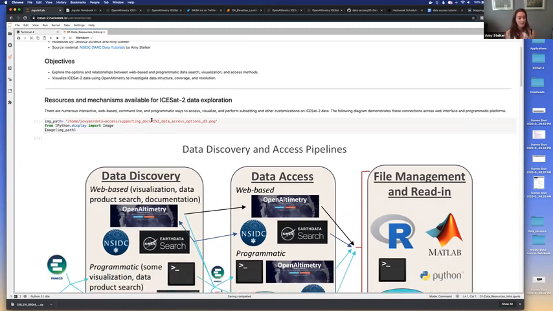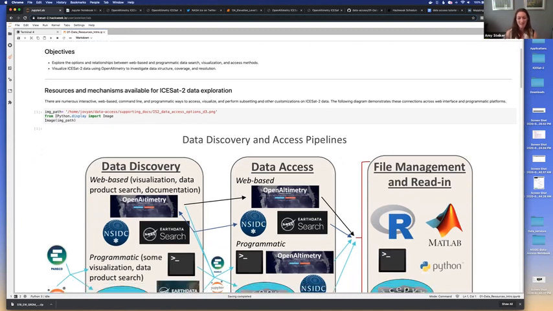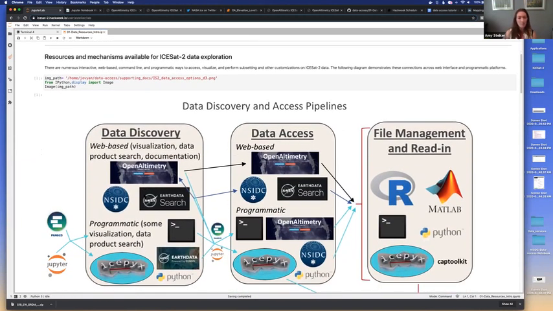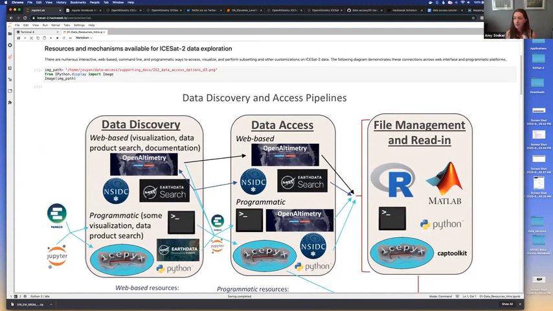I'm mainly just going to walk through this very busy diagram here on the mechanisms available for ICESat-2 data exploration. And first, I did just want to introduce where I'm at in my background.